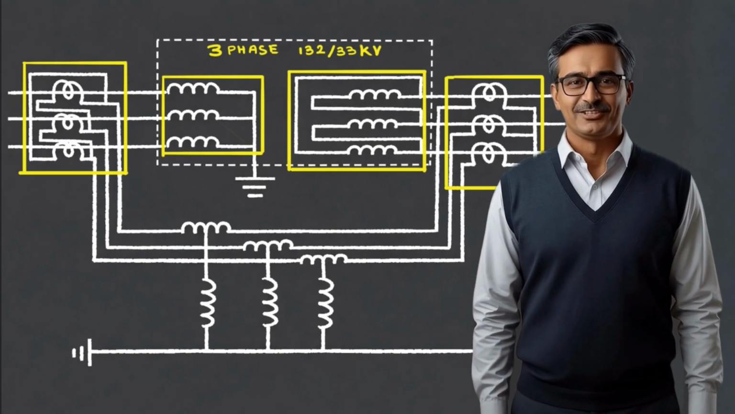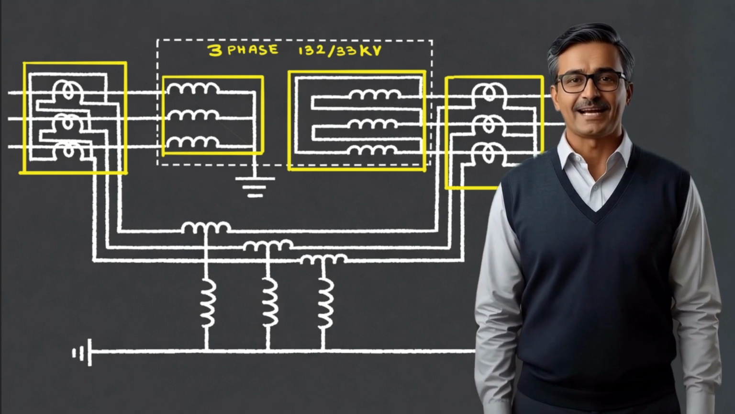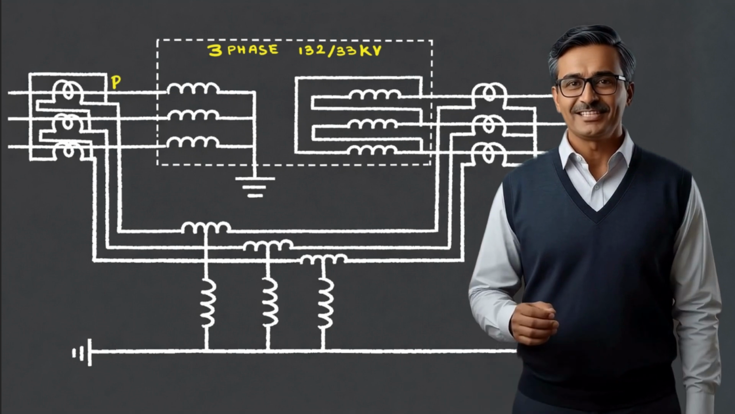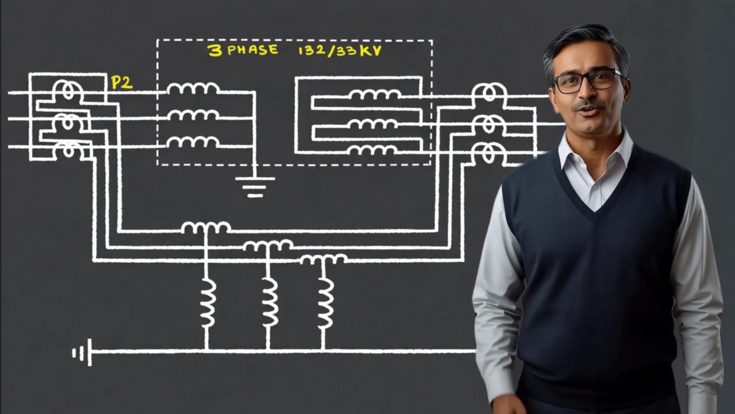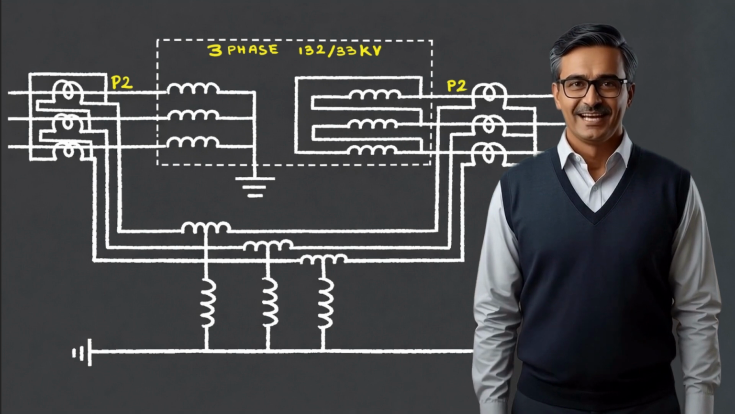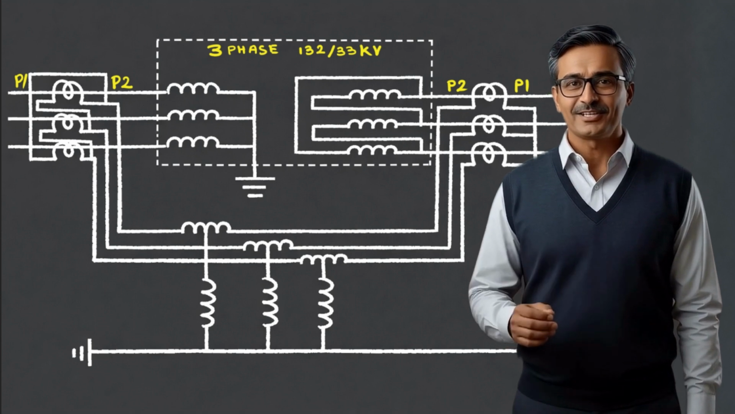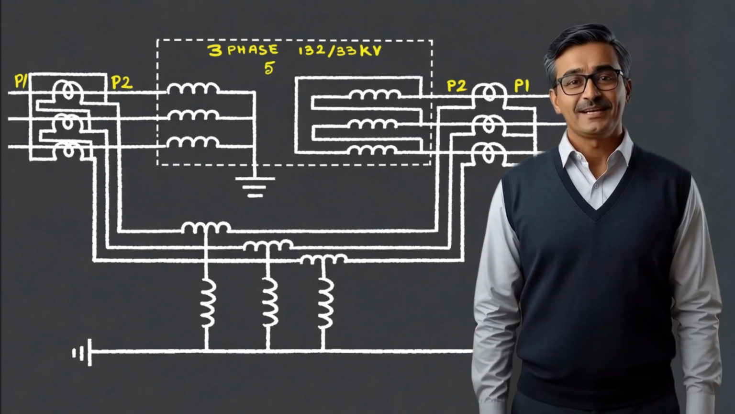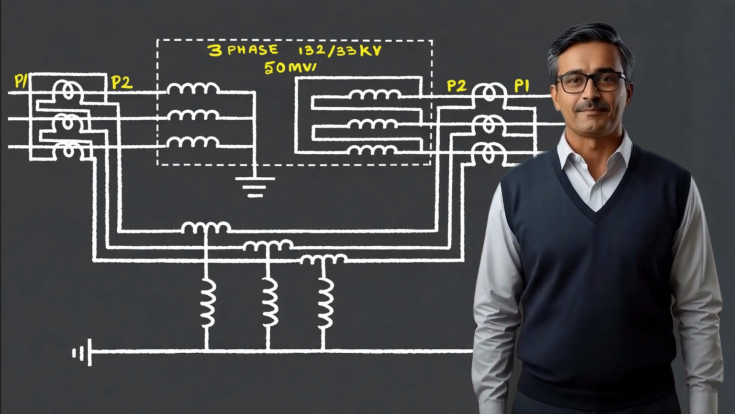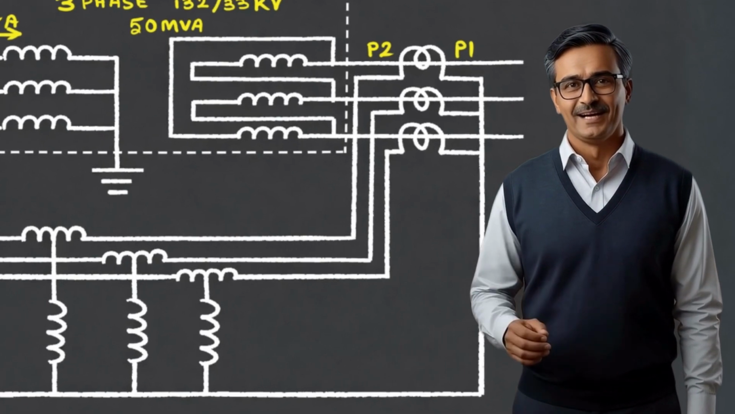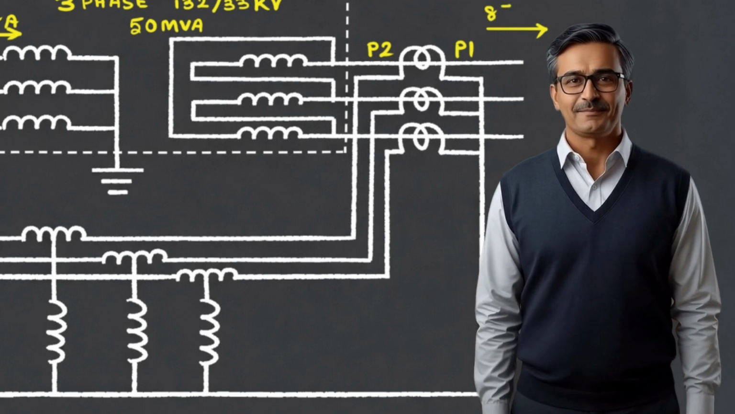Now all CT secondary terminals will be connected as shown in the diagram. The CT polarities are considered such that the P2 terminals face the transformer on both the 132 kV and 33 kV sides. Now let us discuss the numerical values. Assume a 132 over 33 kV 50 megavolt ampere transformer. The HV side current will be approximately 218 amps and the LV side current will be about 4 times higher, around 874 amps. These values correspond to full load current.